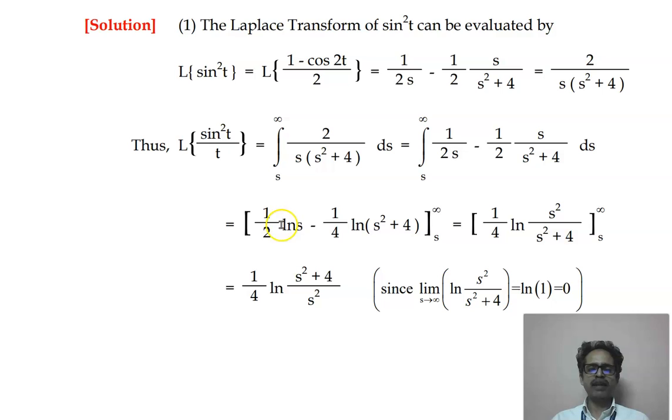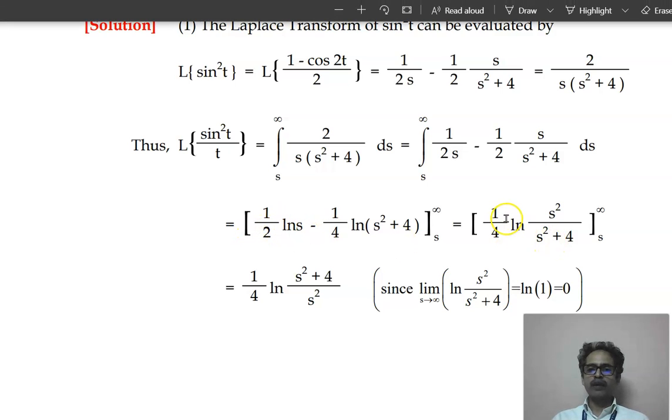Of course, you have to multiply by 2 and divide by 2 in the first term, and the divided by 2 keep as it is, so that you find your 1 upon 4, and the multiply by 2 can be taken to the power of s, so that you will find your 1 upon 4 ln of s square. Now apply the property. 1 upon 4 will be common, and you take the 1 upon 4 out, and you know the formula. ln of p minus ln of q is ln of p upon q.